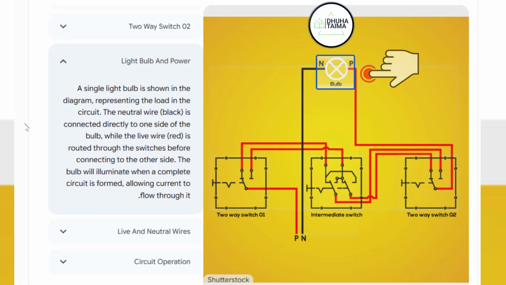Light bulb and power. A single light bulb is shown in the diagram, representing the load in the circuit. The neutral wire, black, is connected directly to one side of the bulb, while the live wire, red, is routed through the switches before connecting to the other side. The bulb will illuminate when a complete circuit is formed, allowing current to flow through it.